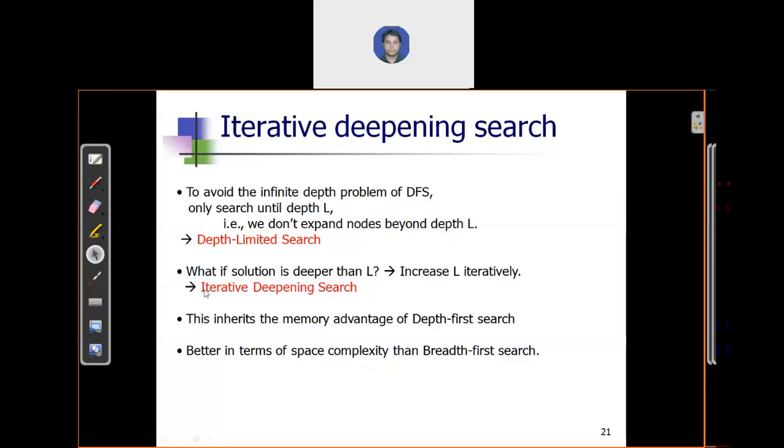So it's called iterative deepening search. This inherits the memory advantage of depth first search. As you know, depth first search space complexity is less, so it is using that memory advantage, and is better in terms of space complexity than breadth first search. As you know, the breadth first search complexity is higher.